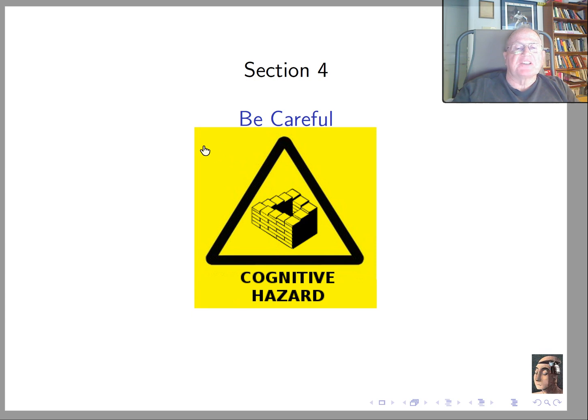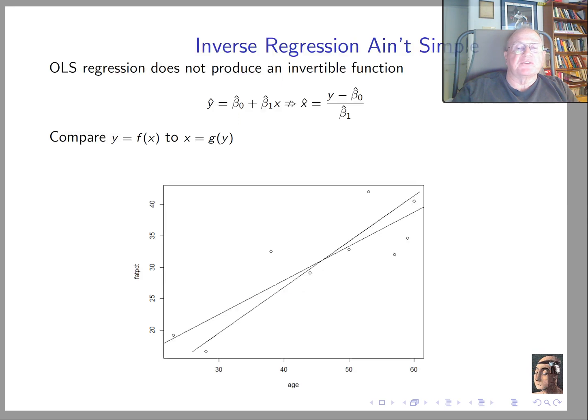Now, there are some things to be careful of when you're doing linear regression. So let's talk about a few of those. Inverse regression. Once you fit a regression line, you cannot apply algebra and solve for x in terms of y. It doesn't work. The reason being is that the variation changes direction. If we try to fit those two lines, we'll see that they're not the same line. They cross at the centroid, but the two lines are different.